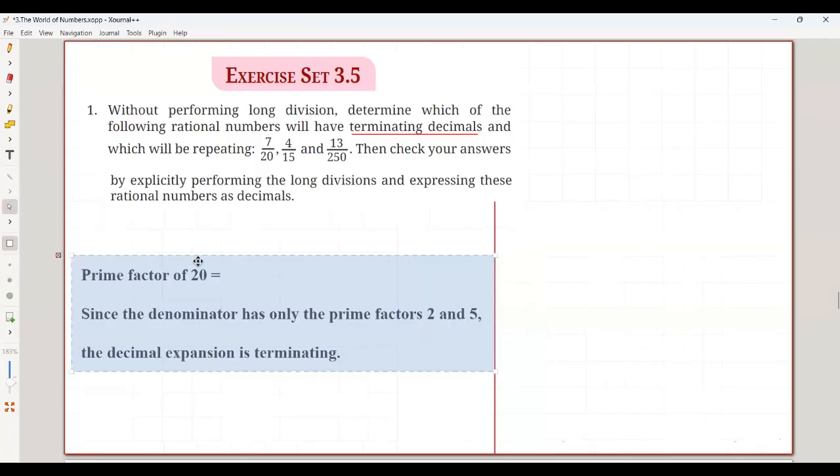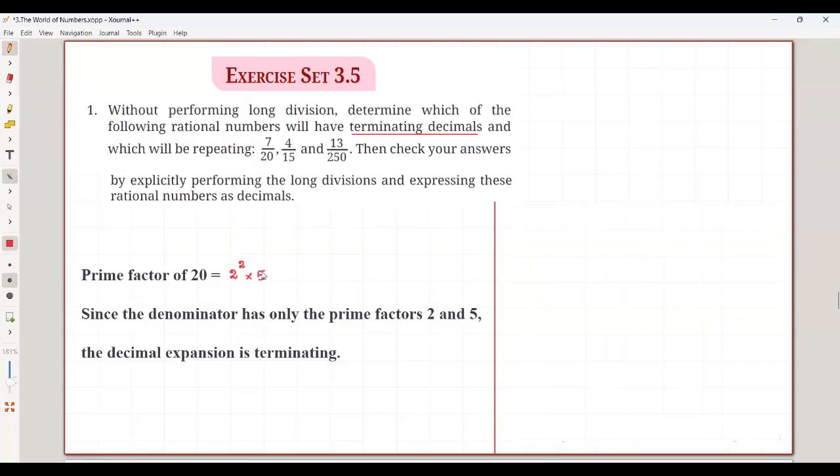First I am finding the prime factorization of q. Here, the prime factorization of 20: 20 can be written as 2 square, 4, into 5. Correct? 2 square is 4, 4 5s are 20. Since the denominator has only prime factors 2 and 5, the decimal expansion is terminating, as we learned in the theorem. We can write it in the form of 2 power m into 5 power n. So it's terminating. Now we have to divide and check.